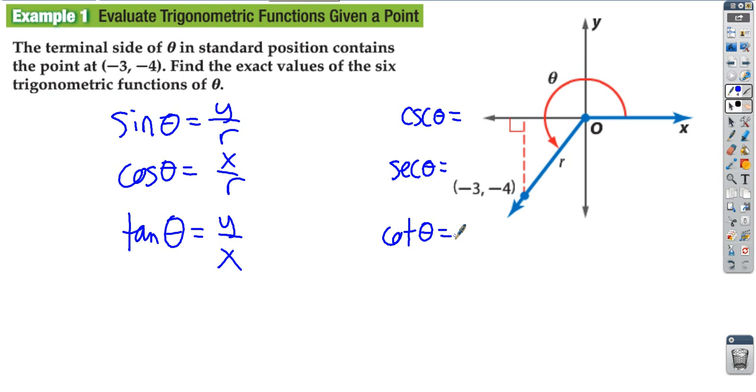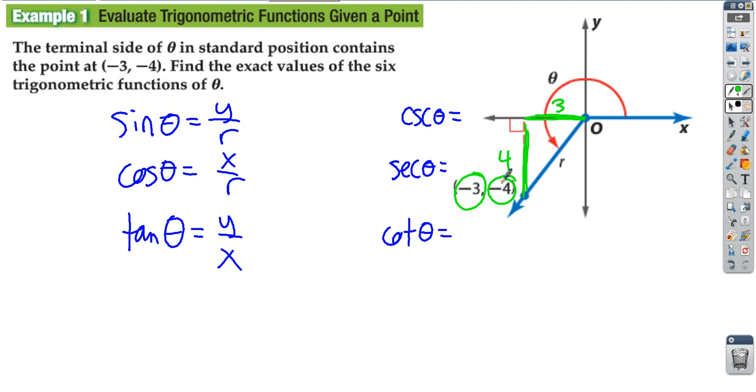So let's just find these first three: sine, cosine, tangent. It would be easy to find the other ones. Now if we look at this coordinate right here, really all we have to do is plug it in. This distance from 0 to -3 would be 3. This distance right here is 4. But keep in mind we're in the third quadrant, so that means both x and y are negative.